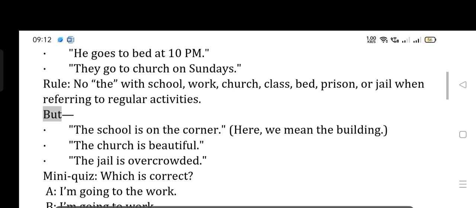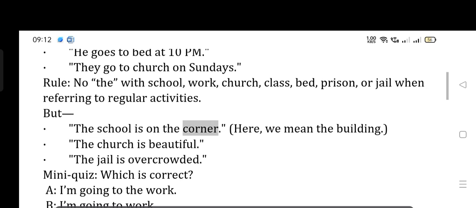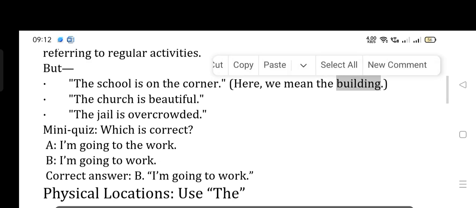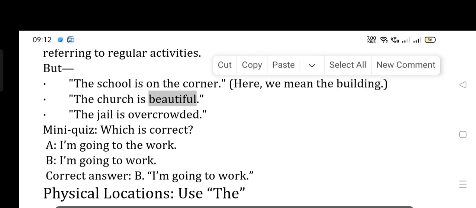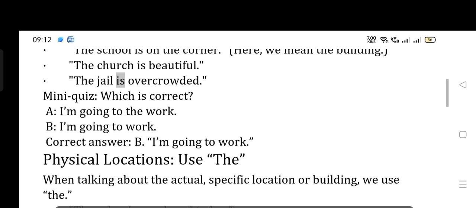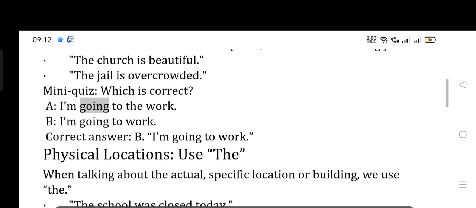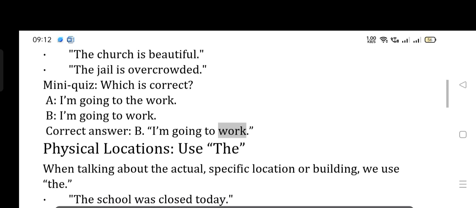But: The school is on the corner. Here, we mean the building. The church is beautiful. The jail is overcrowded. Mini quiz: which is correct? A. I'm going to the work. B. I'm going to work. Correct answer: B. I'm going to work.